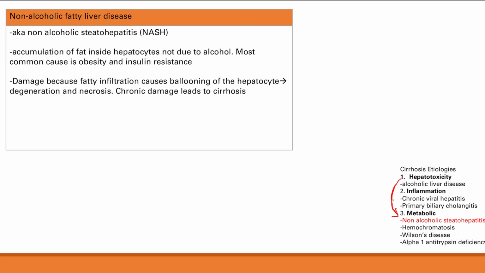And what happens is this obesity and insulin resistance leads to fatty infiltration of the hepatocytes. The hepatocytes are going to get super fatty, they're going to balloon out, and if they balloon too much, they're going to get damaged. They're going to get degeneration and necrosis of your hepatocytes. And your chronic damage is what's going to lead to cirrhosis here in non-alcoholic fatty liver disease.